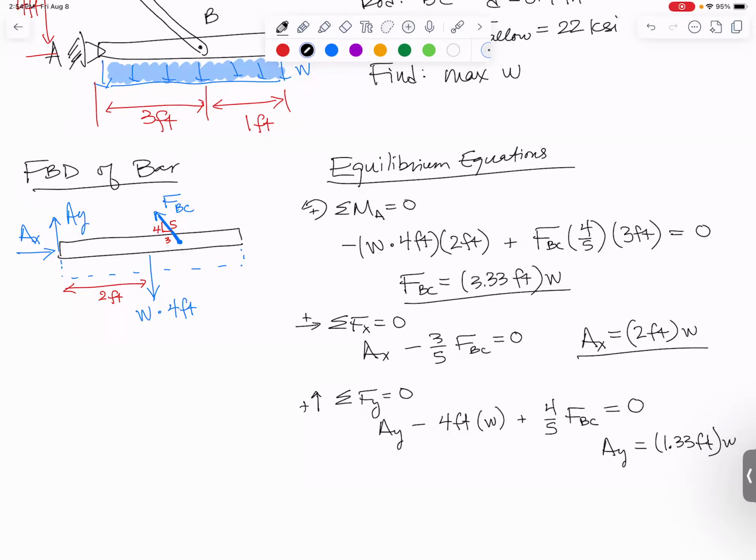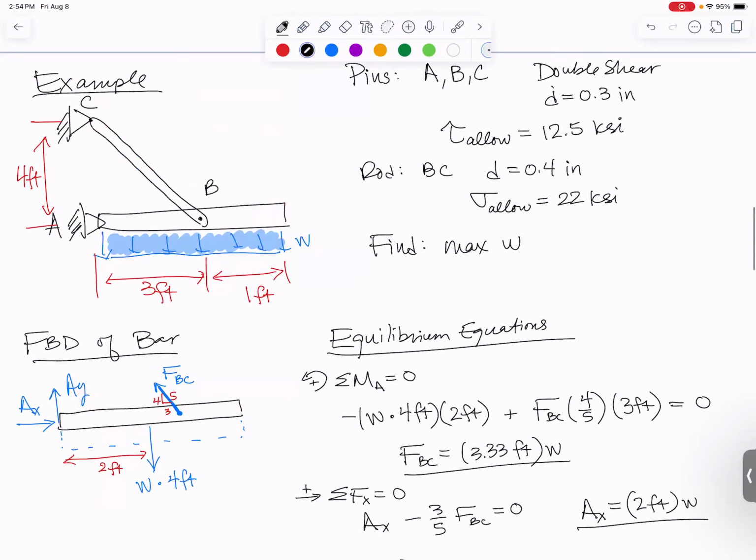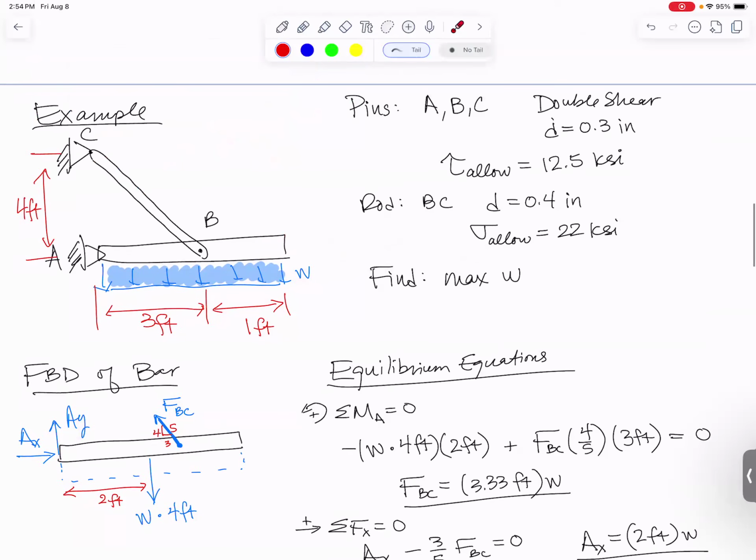We found expressions for all of the forces that we're going to need. Now, let's go back and look at what the question was asking. We've got 3 pins to look at. I'll do the pins in a minute. Let's first deal with rod BC.